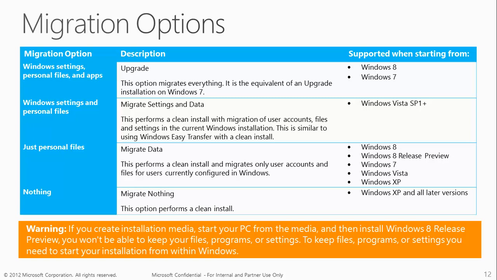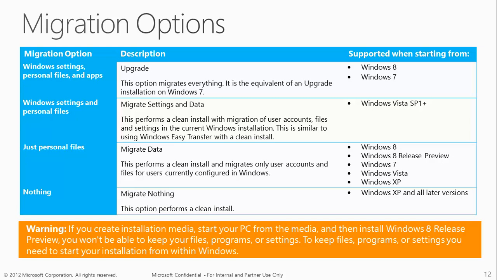Now, if you create an installation media and start your PC from that media and then install Windows 8, you won't be able to keep your files, programs, or settings. To keep the files, programs, or settings, you need to start your installation from within Windows itself. All these options include a compatibility check to ensure that there are no blocking issues that would prevent Windows 8 from being successfully installed on the target PC. Setup isn't blocked in situations where Windows 8 can be installed successfully, though. The focus is on providing information on these issues and letting setup proceed.